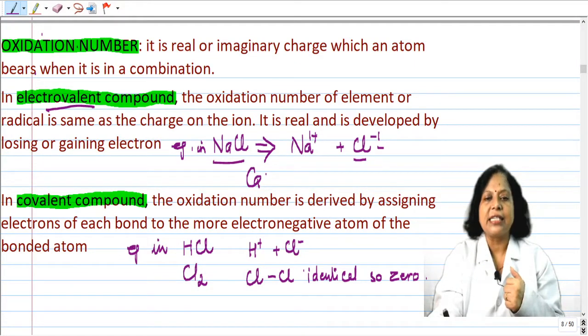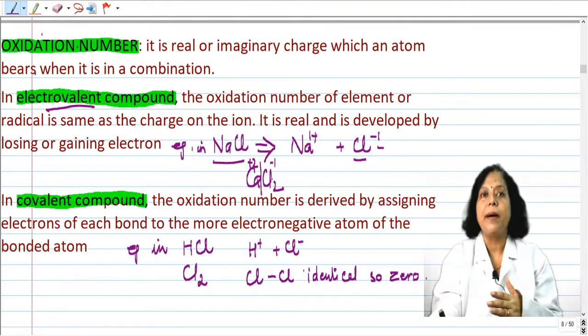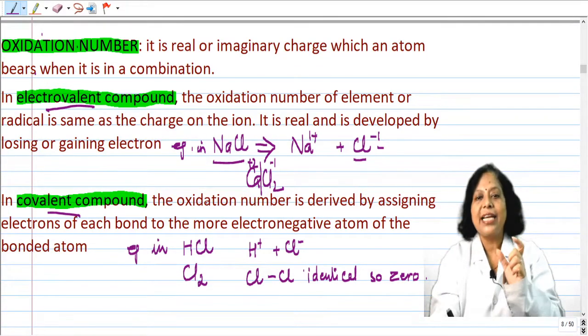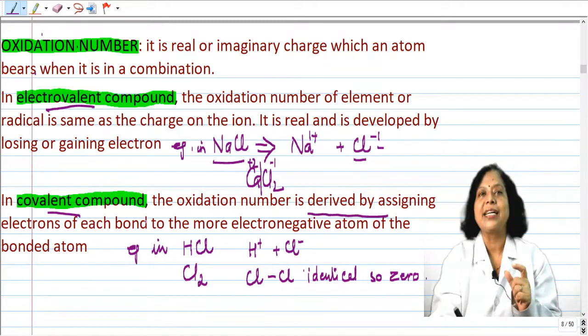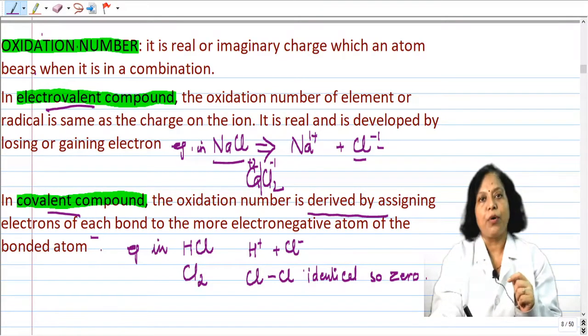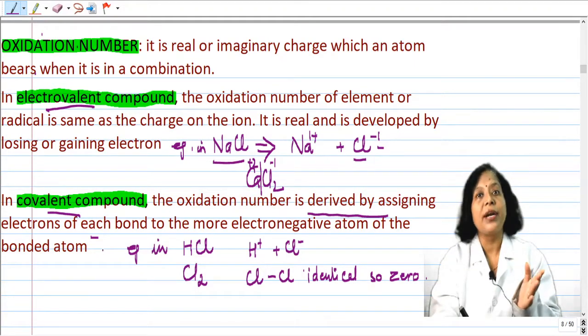Likewise, if I take calcium chloride, over here calcium has plus 2 charge and chloride has minus 1 charge. So the oxidation number for chloride will be minus 1 and the oxidation number for calcium would be plus 2. Okay, now when we talk about covalent compounds, the oxidation number is derived by assigning electrons. So how do we derive? We derive by assigning electrons to each bond, and we see which one is more electronegative.